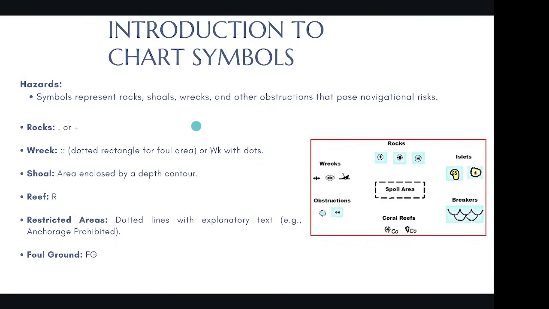So as I said, the rocks have symbols like a dot or a plus sign. The reds are like this, a dotted rectangle or a cross with dots. Restricted areas are dotted lines with explanatory text. FG is for foul ground, or a simple letter R for the reef.